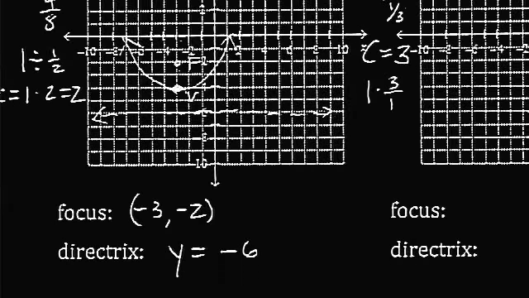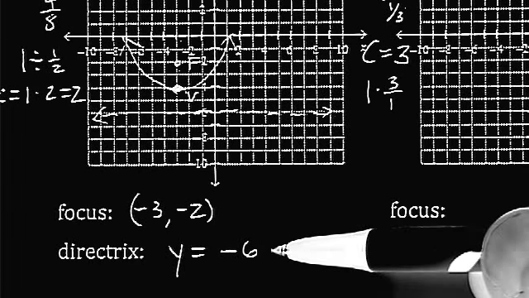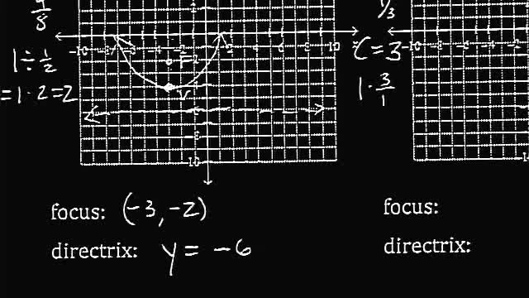Please make sure that if you're going to write -6, you understand that you're going to lose some credit, because the directrix is the equation of a line, not just a number. So it's really important that you actually write the equation of a line.